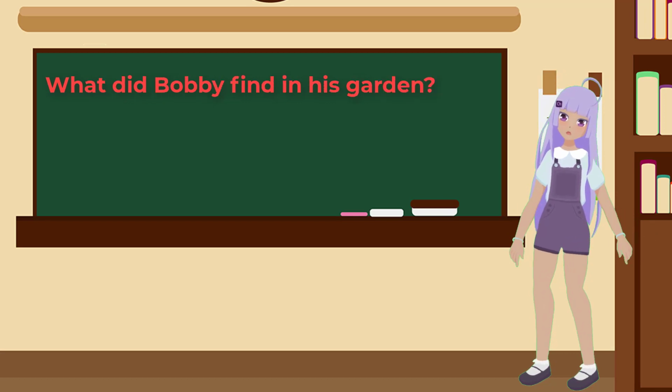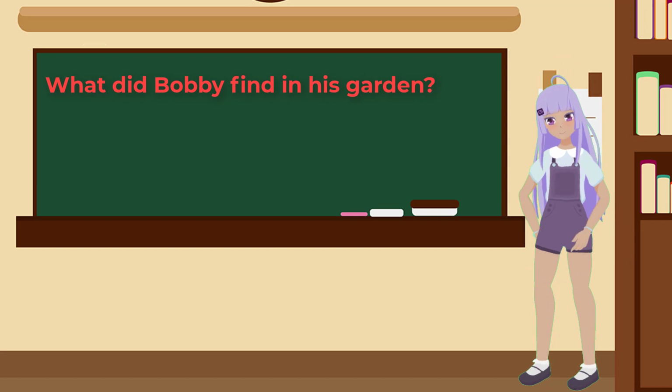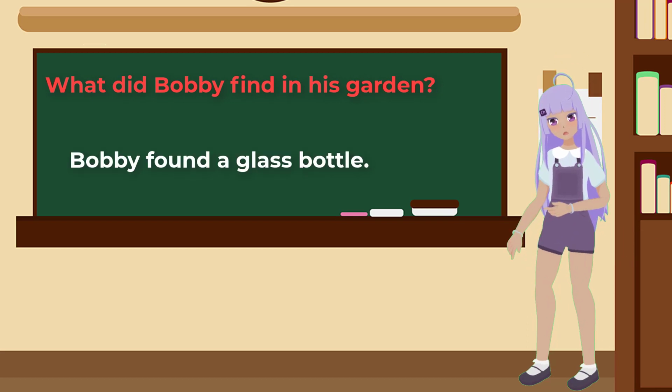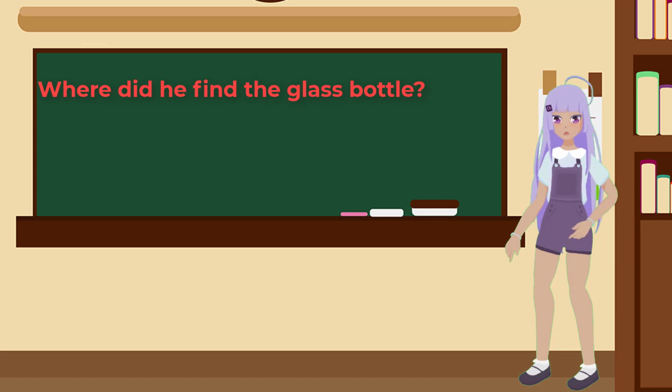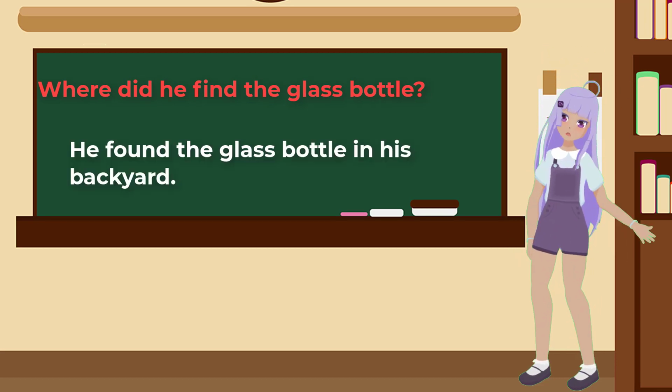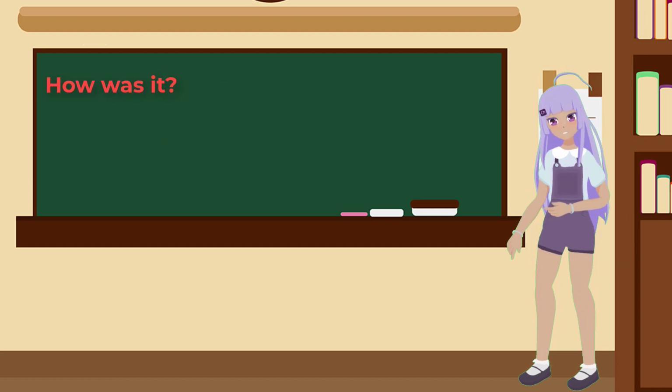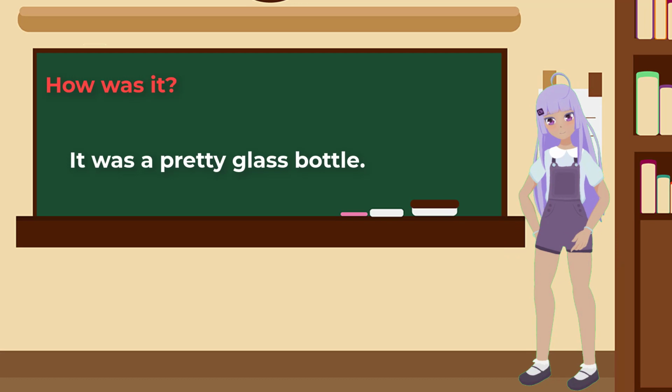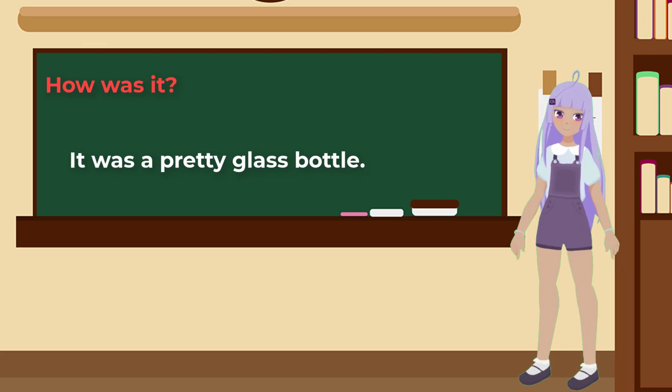What did Bobby find in his garden? Bobby found a glass bottle. Where did he find the glass bottle? He found the glass bottle in his backyard. How was the bottle? It was a pretty glass bottle.